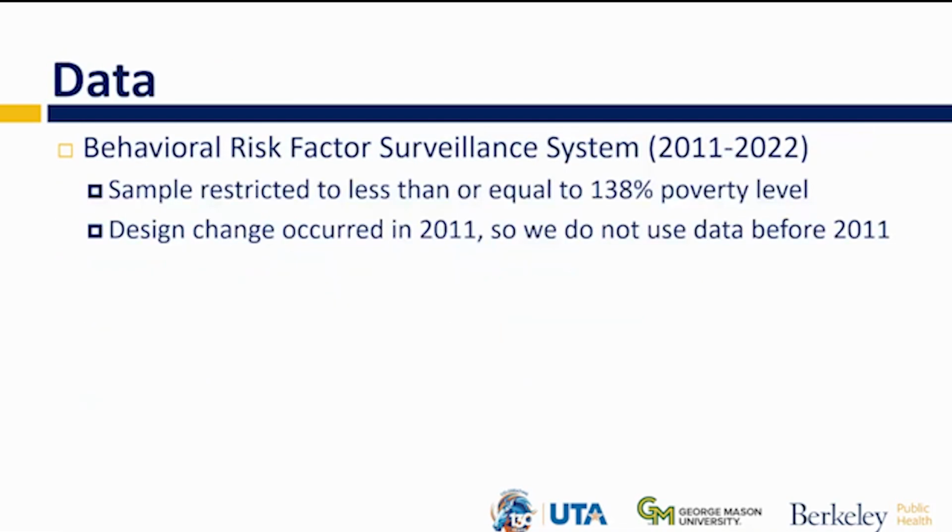So we have this from 2011 to 2022. These are all publicly available data. We have state level identifiers on here. Back in the old days, when I was a student, we actually had county identifiers on there, but some people decided they didn't like that, so I stripped those away. And there was a design change that occurred in 2011, so we didn't use anything before that.